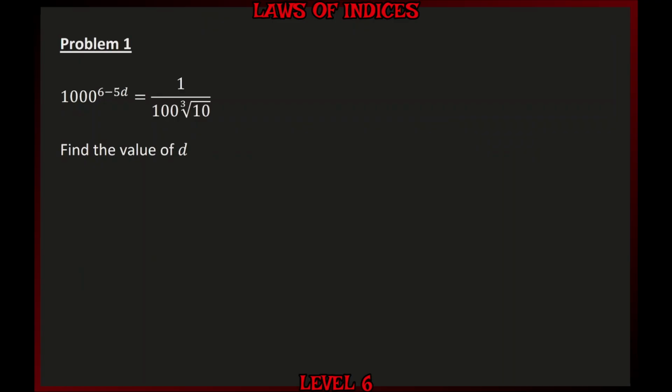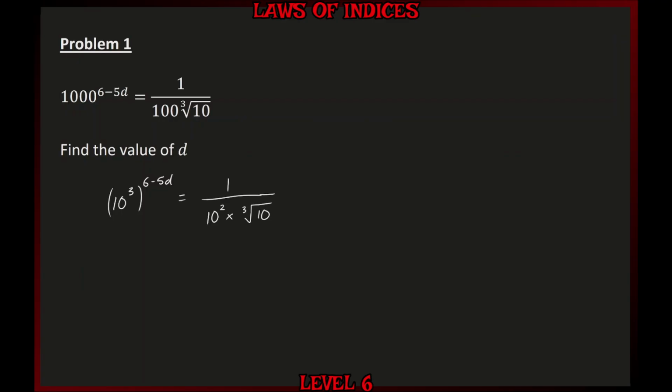So starting with the left hand side, we can write 10 to the power of 3, because 1000 is 10 times 10 times 10, still with a power of 6 minus 5d on it, is equal to 1 over 10 squared, because 100 is 10 times 10, multiplied by the cube root of 10.